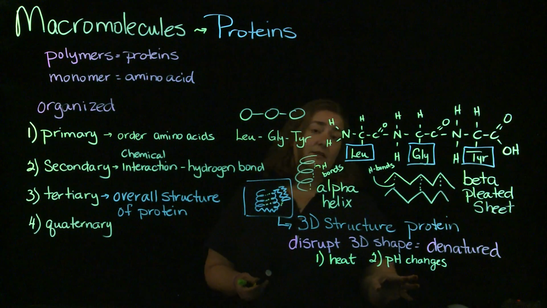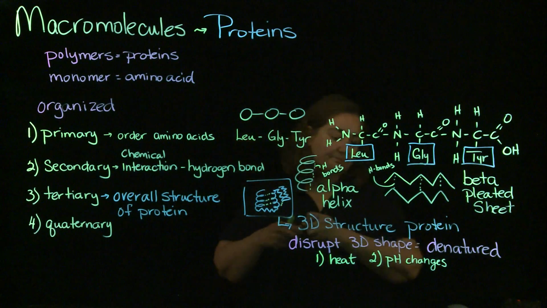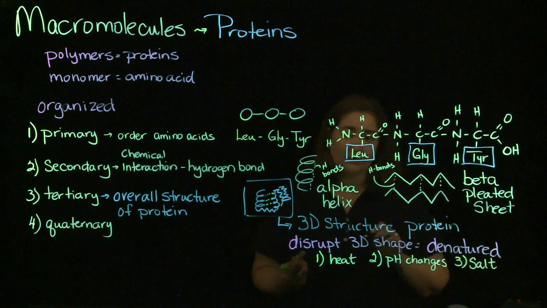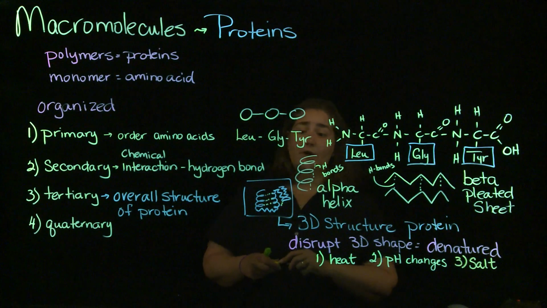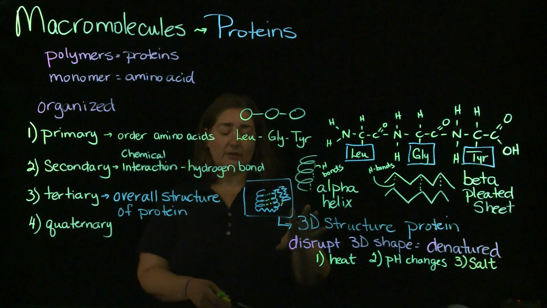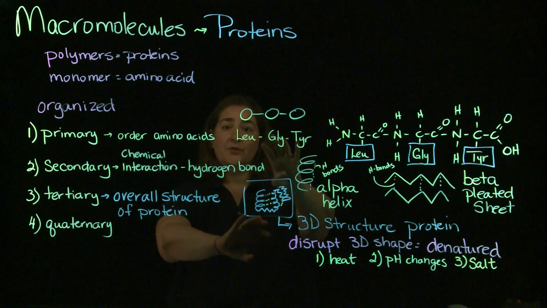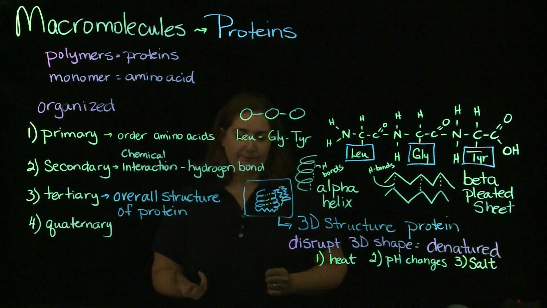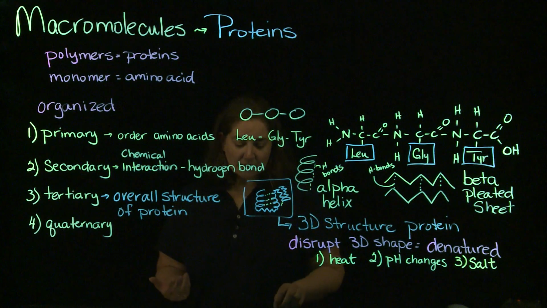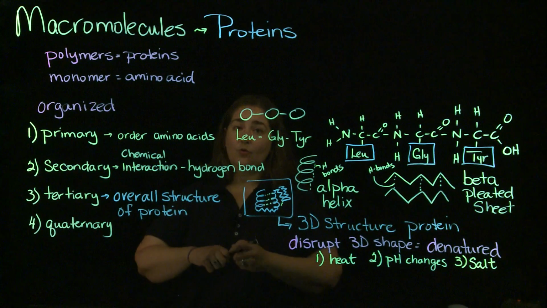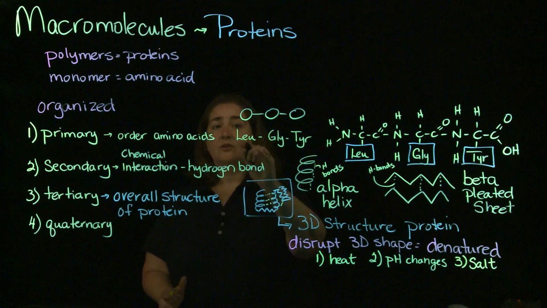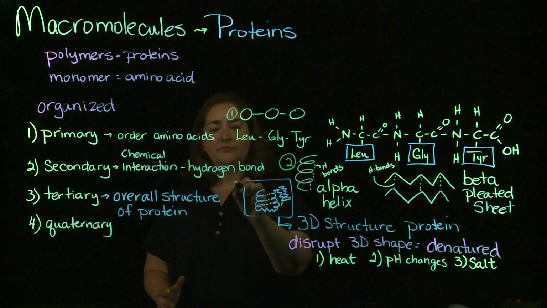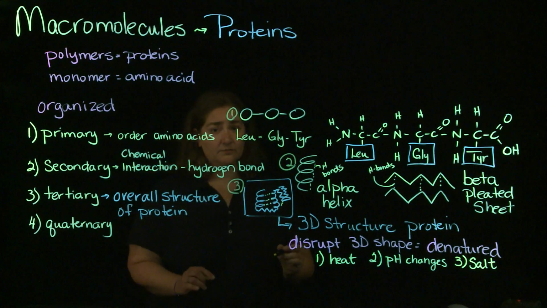So heat, pH changes, salt can also interrupt the three-dimensional shape, okay? Because the ions essentially pull things apart so they aren't in the exact same shape that they were before, okay? So in terms of our protein structure and organization, we've got our primary, we've got our secondary, we've got our tertiary here, all right?